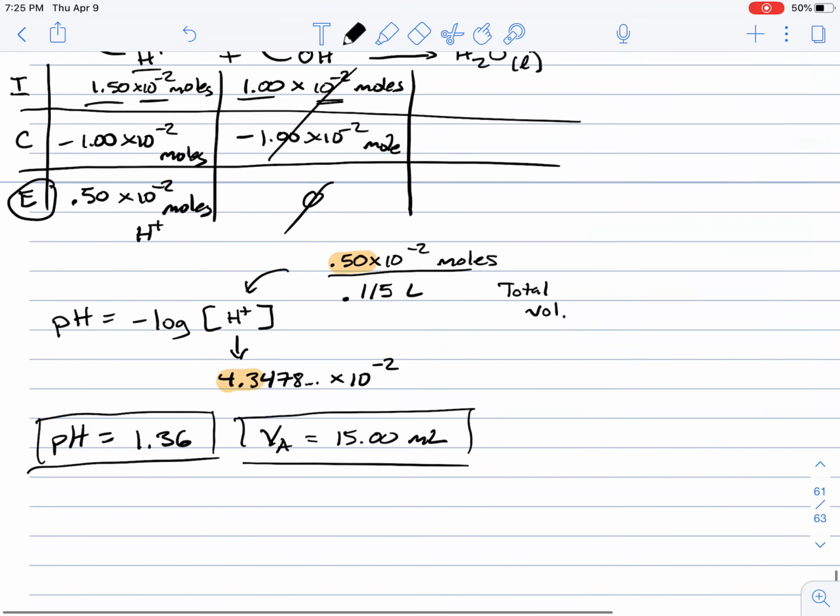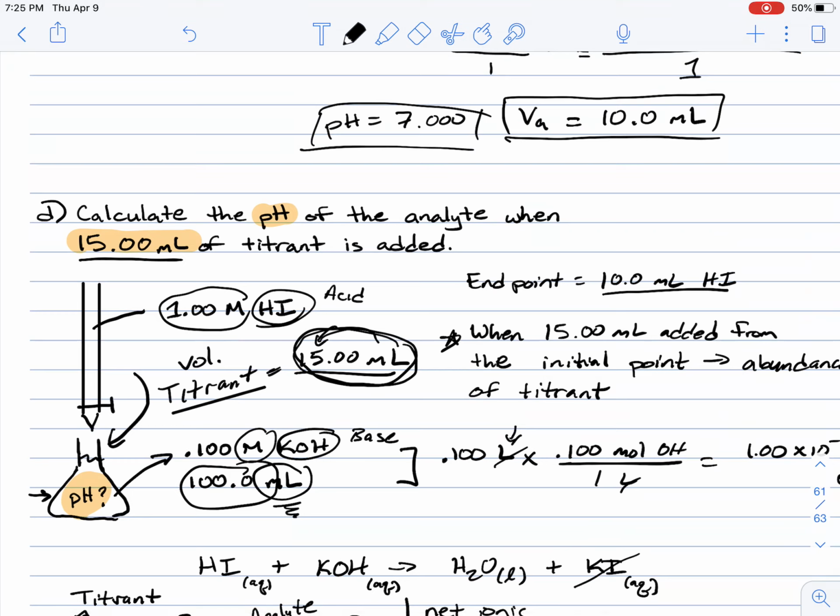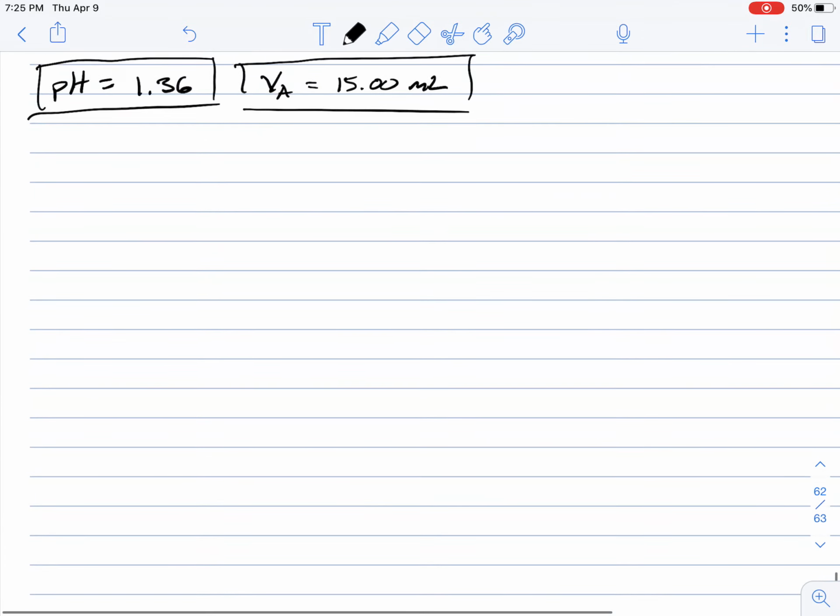All right, so we now completed part D. We calculated the pH of the analyte when 15 milliliters of titrant is added. So the last thing that I need to do is summarize all of my answers and then plot them on a graph. And I just want to make sure that I have enough space here. So I have 14, 13, 12, 11, 10, 9, 8, 7, 6, 5, 4, 3, 2, 1, 0.